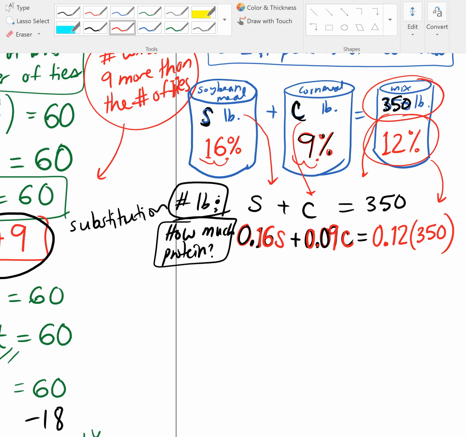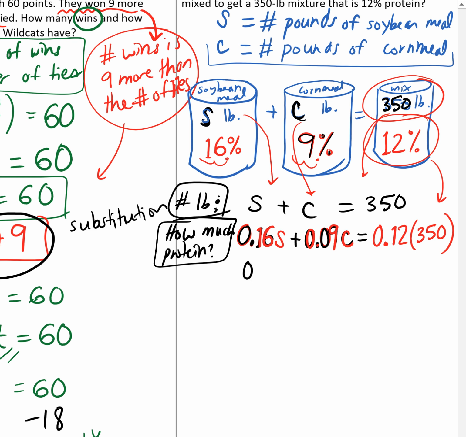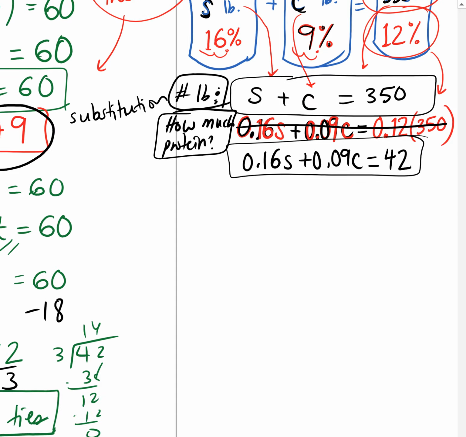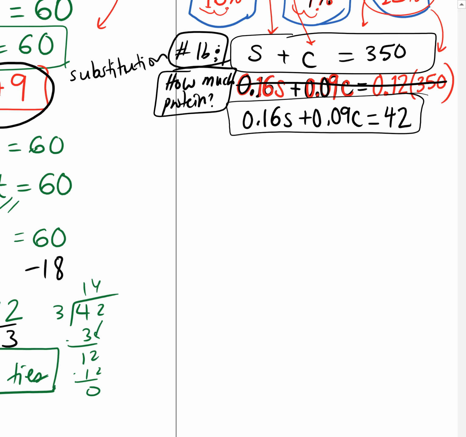Okay, let's see. Let me multiply that out. I can't really do much with 0.16S or 0.09C, but 0.12 times 350 is 42. That's kind of a nice number. So I'm going to get rid of that. Just use this guy. So I have this system of equations, C plus S, or S plus C equals 350, and 0.16S plus 0.09C is 42.